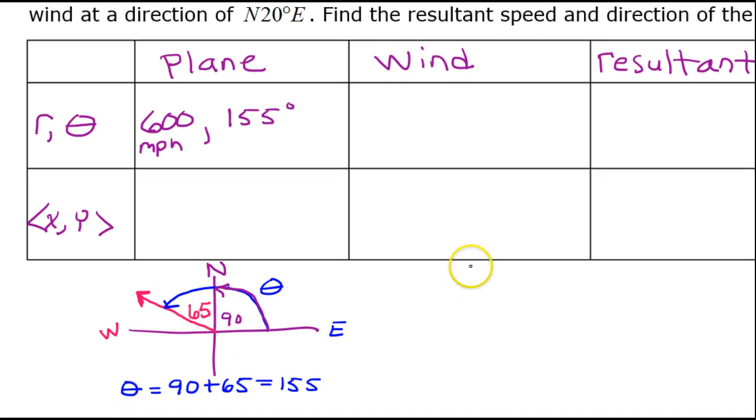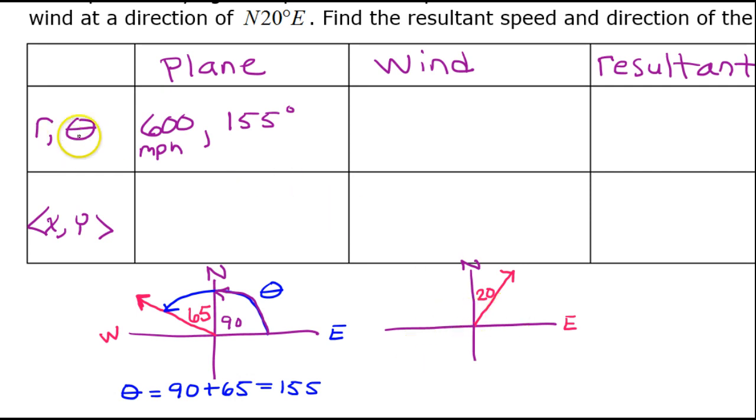Let's make another little diagram for the wind. And again, this is north right here. So the wind is blowing at a direction of north, 20 degrees east. So again, that means start off facing north and then turn 20 degrees towards the east. All right, now the east is over here. So if I start at north and I turn 20 degrees towards the east, then my vector is here, and this is 20 degrees.